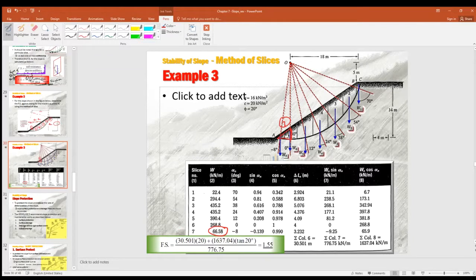.38, right, for slice 7. So the area of this triangle is 66.58. Of course, you have to multiply the gamma times the area. Gamma is the unit weight of soil, right? And what about this area?